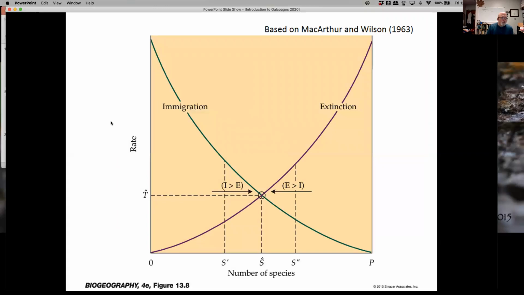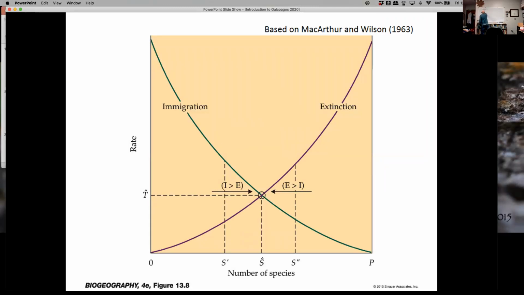And MacArthur and Wilson, Robert MacArthur and E.O. Wilson came up with this idea in 1963, which basically relates two fundamental processes: the process of extinction and the process of immigration or colonization to species richness.